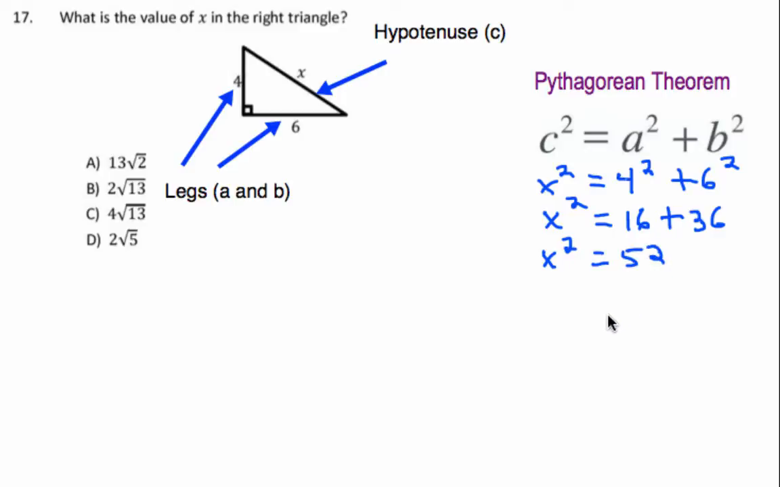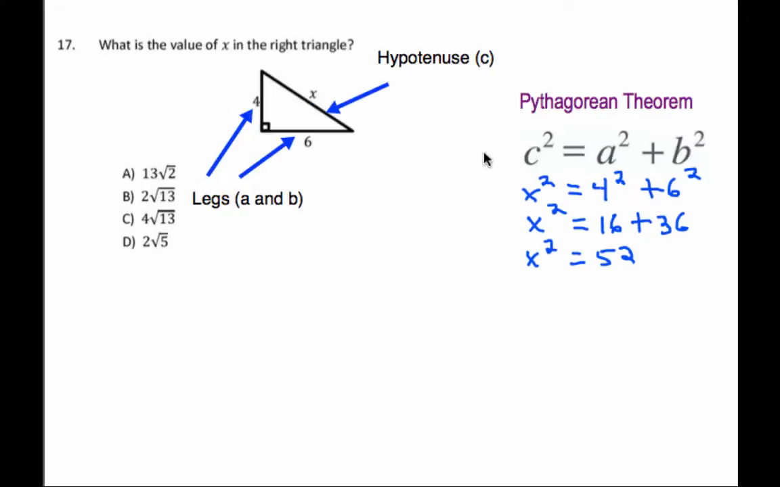Now we can use the square root property from the previous problem, and we'll get x equals positive the square root of 52, or x equals negative the square root of 52. However, since x represents the length of a side, it cannot be negative. So in this problem, we will have to discard the negative solution, and we'll be left simply with x equals the positive square root of 52, which now we will simplify.